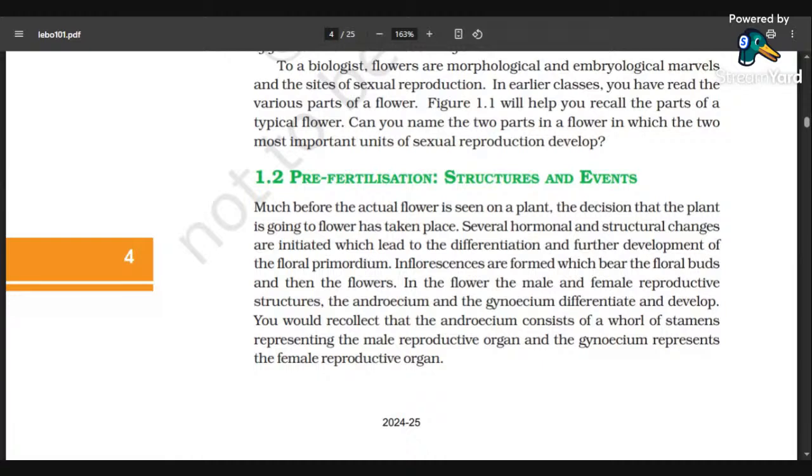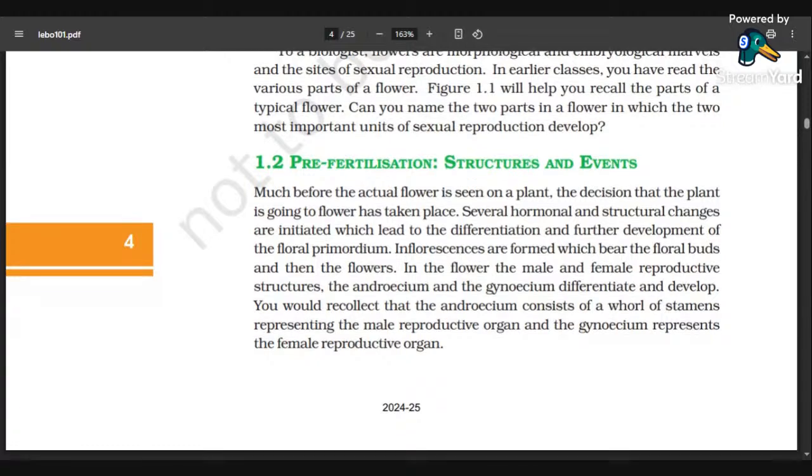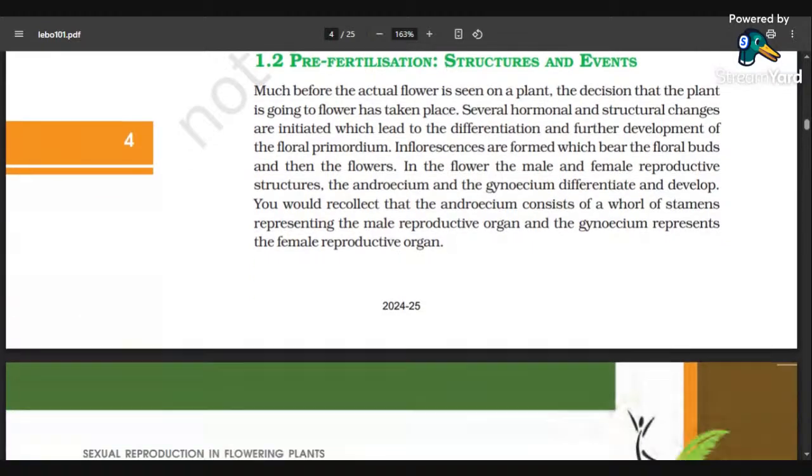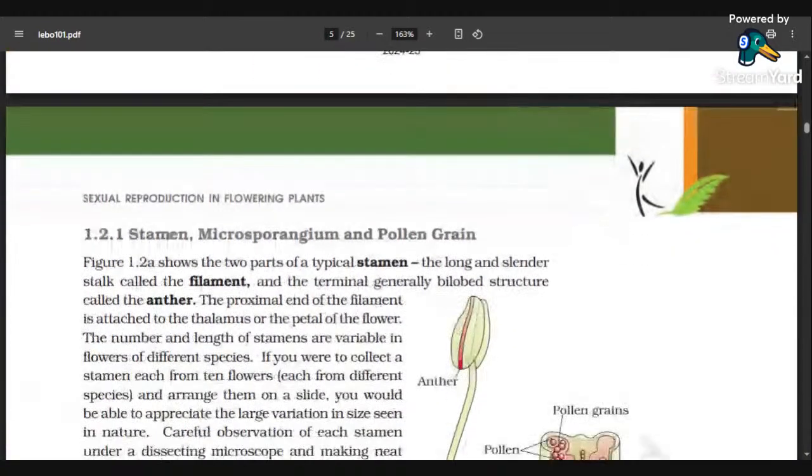In the flower, the male and female reproductive structures, the androecium and the gynoecium, differentiate and develop. You would recollect that the androecium consists of a whorl of stamens representing the male reproductive organ, and the gynoecium represents the female reproductive organ. Stamen, microsporangium, and pollen grain.